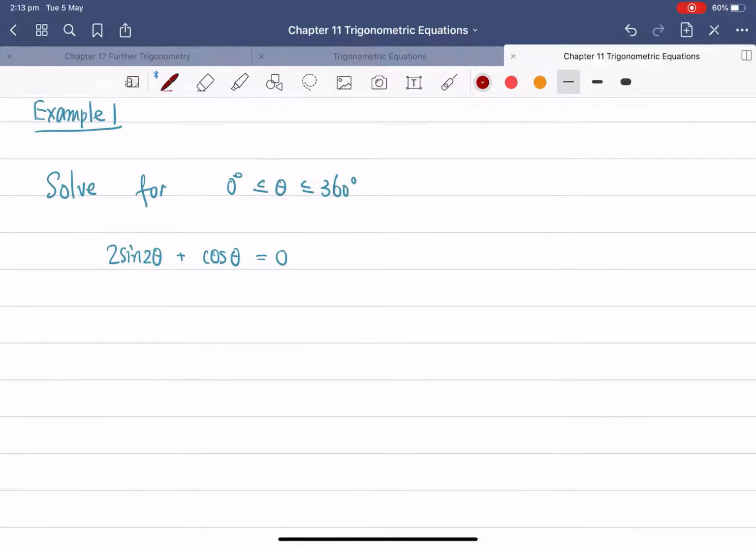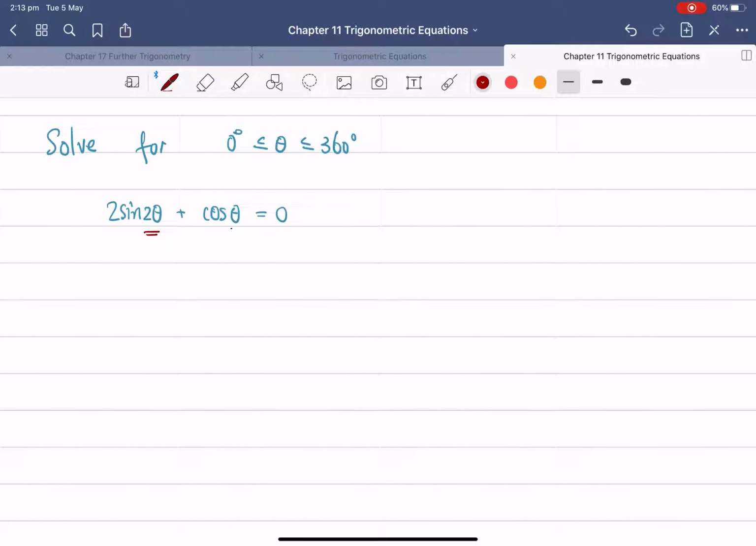In order for you to solve this question here, you need to understand that 2 theta needs to be changed into 1 theta. With 2 theta here, you can't really solve the question. So you're going to use the double angle formula. That's the first reaction. When you see sine 2 theta, firstly, think about the double angle formula. So if we change that into the double angle formula, that becomes 2 sine theta cosine theta plus cosine theta equals to 0. So that gives us 4 sine theta cosine theta plus cosine theta equals to 0.